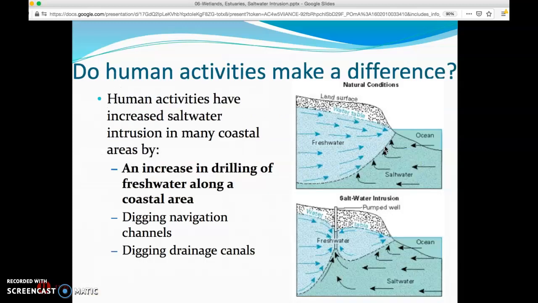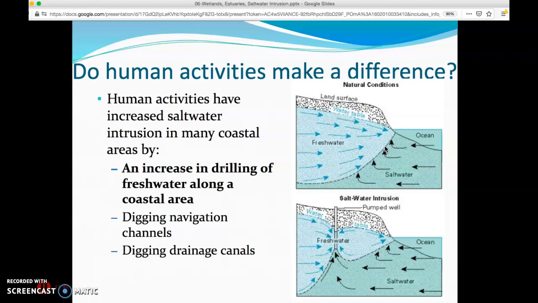Do human activities make a difference? Of course they do. The more we study earth and environmental, the more we will learn that humans are kind of wreaking havoc on the earth that we live on. There are things, and we're going to learn all about them, how we can be better environmental citizens and how we can do our part to help decrease these activities. But humans definitely make a difference.